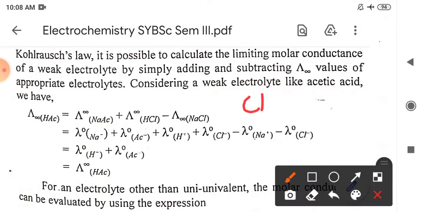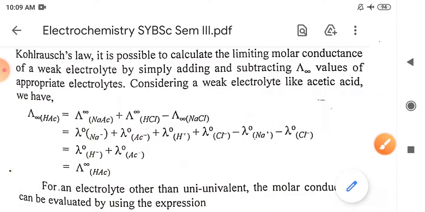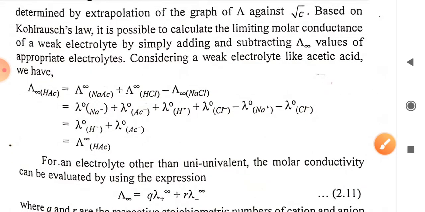Acetic acid has the formula CH3COOH. So it consists of the acetate ion and the H plus ion, so we can add those ions. The acetate ion can be obtained from sodium acetate, so sodium acetate is taken here, plus for the H plus we can take the H plus ions from HCl. Now what is extra? Here Na plus ions are extra and here Cl minus ions are extra. So we have to subtract that, which is lambda m naught of NaCl. Likewise we can find the molar conductance at infinite dilution.